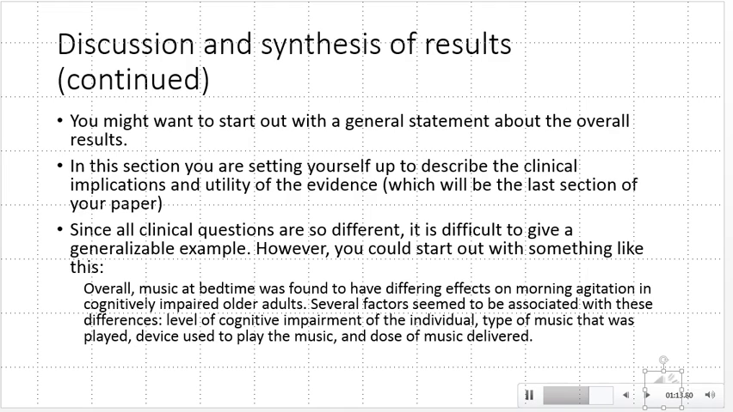Several factors seem to be associated with these differences. And then I say what they are. Level of cognitive impairment of the individual, type of music that was played, device used to play the music, and dose of music delivered. If you go back into the module on systematic reviews and meta-analyses and look at some of the discussion sections of those articles, you'll see that different authors chose different ways to sort their results and summarize them by themes. That's just one example. If you're having a hard time with this, please ask your peers or ask your instructors. I think we would be able to help you once we saw your matrix table.